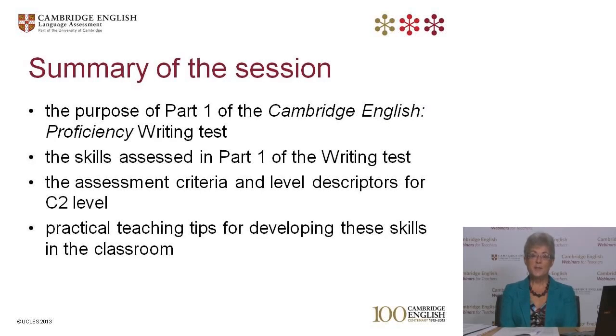So that's the end of this part of the webinar. We've looked at part 1 of the writing test, its aims and the skills which are assessed. We've explored the assessment criteria at C2 level and practiced applying these to some examples of students' writing. And finally, we've looked at some teaching ideas for developing different skills required for this part of the writing test. Hope you found it useful.